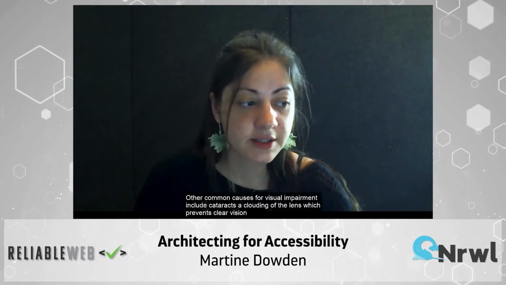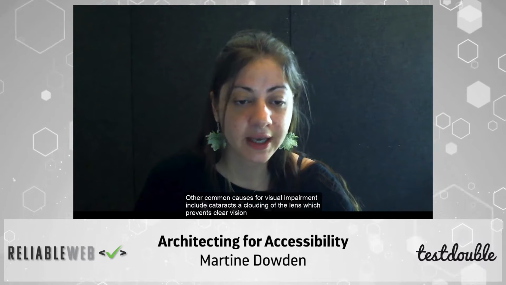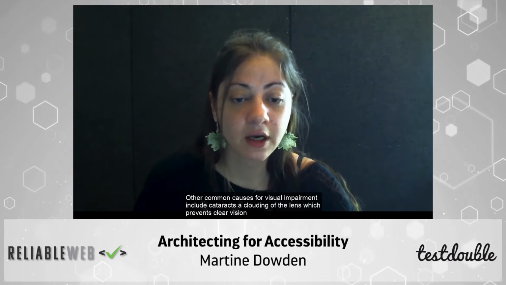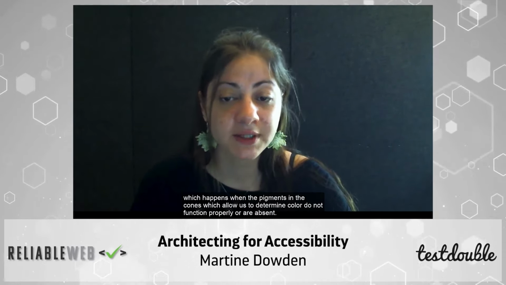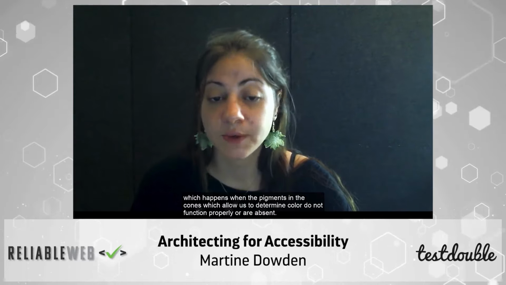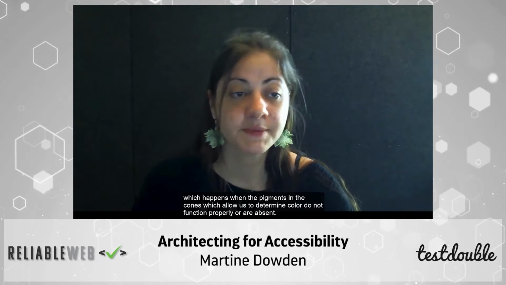Other common causes for visual impairment include cataracts, a clouding of the lens which prevents clear vision, glaucoma, which is a group of diseases characterized by damage to the optic nerve caused by increased fluid and pressure in the eye, and color blindness, which happens when the pigments in the cones which allow us to determine color do not function properly or are absent.